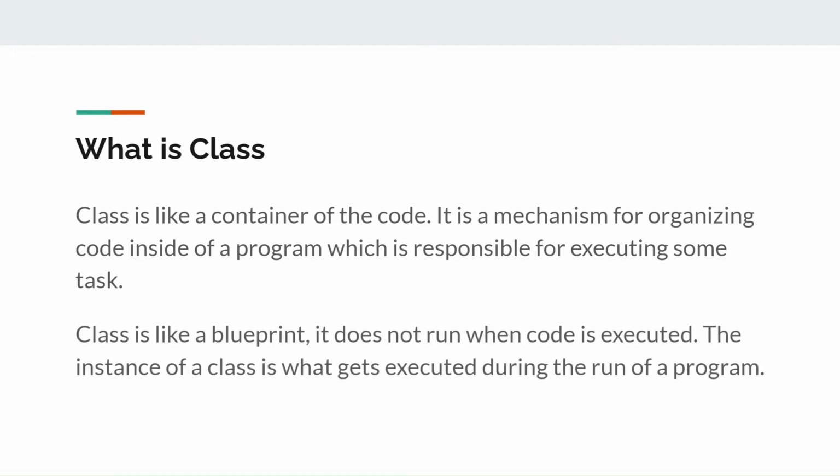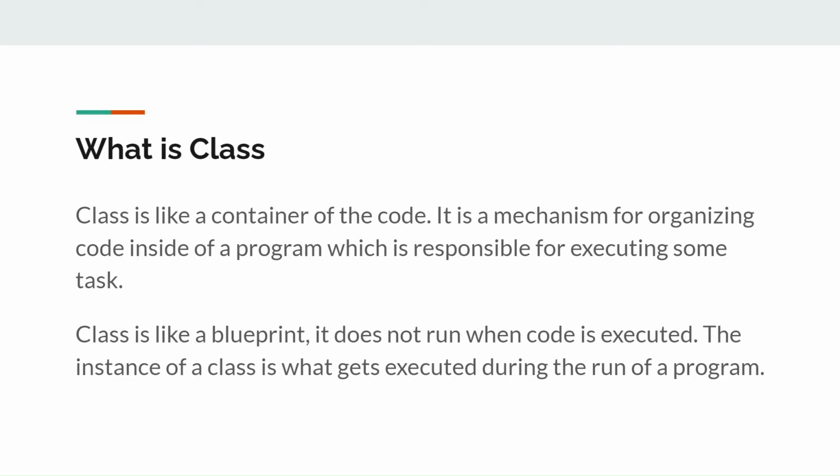A class is more like a blueprint. It does not run when the code is executed. Instead, the instance of a class is what gets executed during running of a program. For example, when a house is created, there is always a blueprint of the house. The blueprint itself is not the house, but using the blueprint, we can create multiple houses where people are going to live. Similarly, using a class, we can create multiple instances of the class, and they will run and execute the same functionality across those multiple objects.